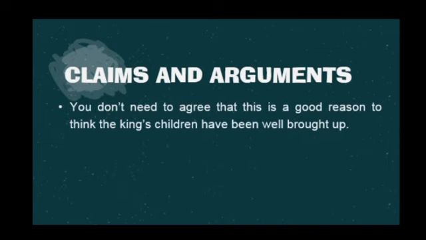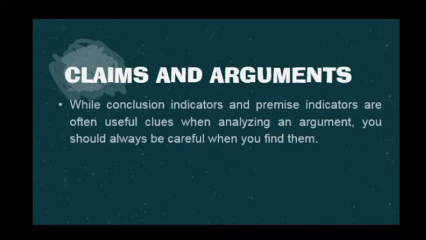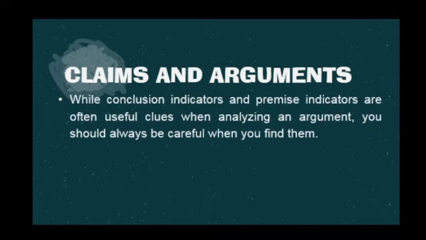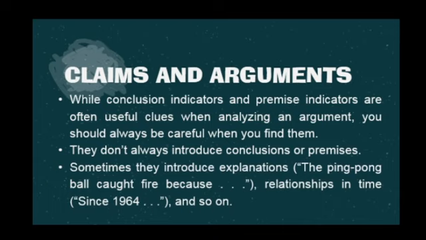Well, you don't need to agree that this is a good reason to think the king's children have been well brought up. But remember, analyzing an argument is different from deciding whether it's a good argument. The goal is just to understand what the person giving the argument is saying. While conclusion indicators and premise indicators are often useful clues for analyzing an argument, you should always be careful when you find them, because they don't always introduce conclusions or premises. Sometimes they introduce explanations, the ping pong ball caught fire because, etc., or relationships in time, since 1964 and so on.